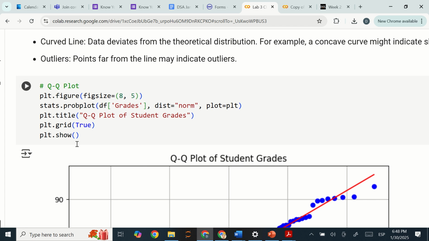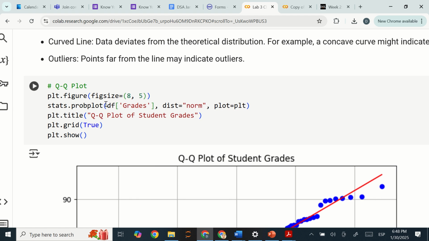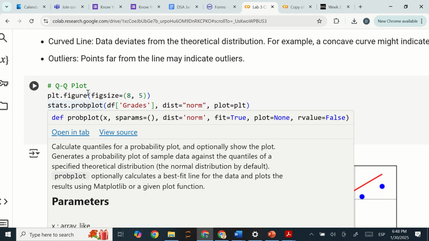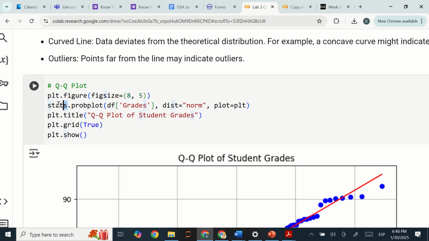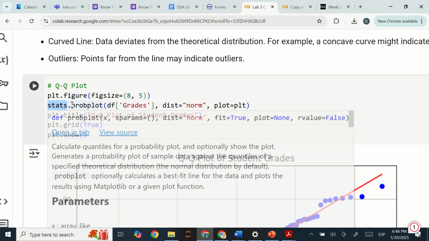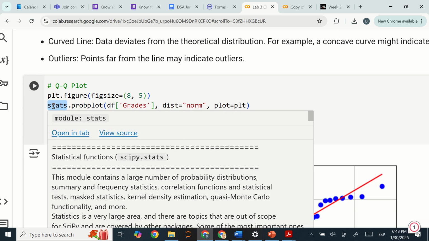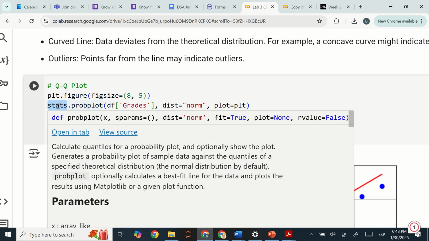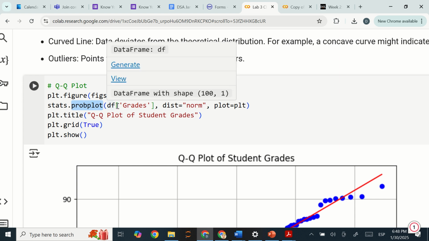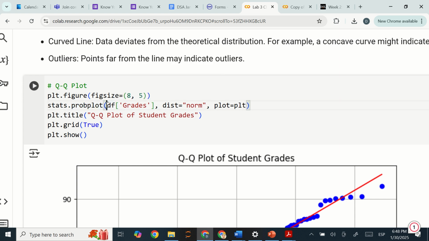For the Q-Q plot, there are different packages and libraries where you can find it. For example, in SciPy, I'm using this alias stats, but if you go on top of this notebook, you will see that we're getting this from SciPy. So in SciPy, we use stats.probplot, which is a Q-Q plot, and the input is just the variable, the grades or the sales.